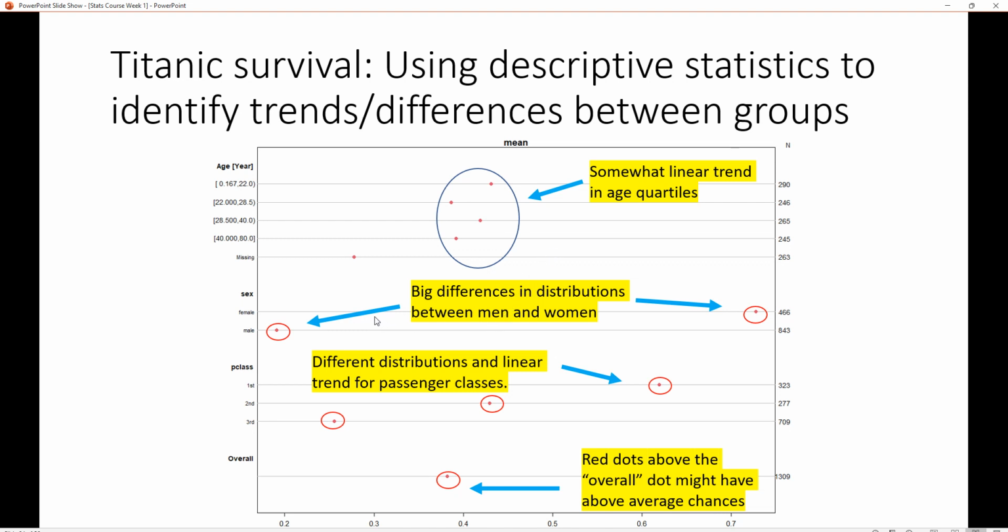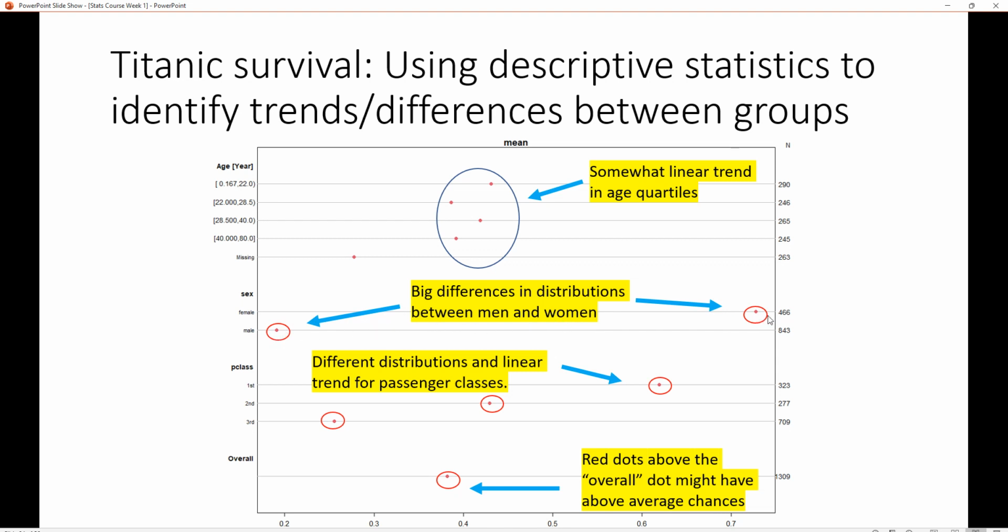And then we go down to the sex variable to see the differences between men and women. We see big differences in distributions between men and women. On the x-axis, it shows the rate of survival, and we see that goes from about 0.2 to about 0.7. So for men, the survival rate's less than 20%. For women, it's close to about 75%.